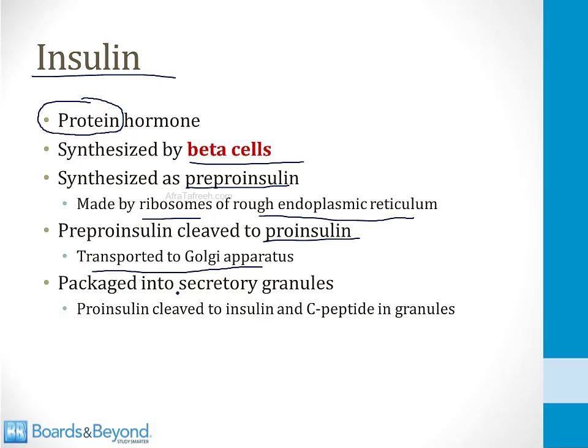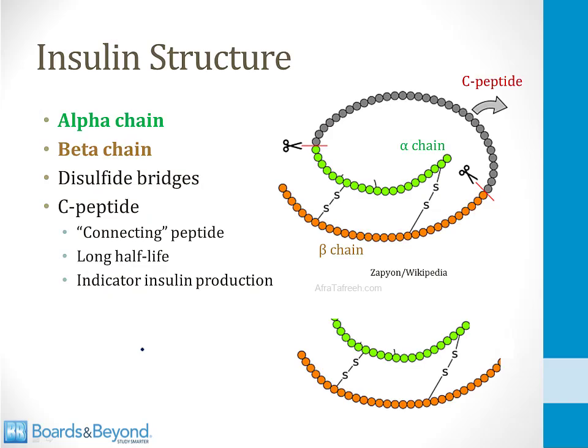There it is packaged into secretory granules, and inside those granules, proinsulin is cleaved to become two structures. One is the molecule of insulin like you would find in the serum. The other is another structure called a C-peptide, which is a remnant of proinsulin that is left inside the secretory granules. To make this more clear, these are some pictures of the structure of insulin and proinsulin.